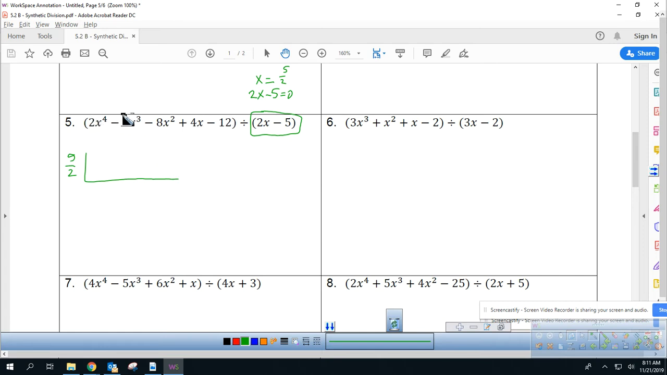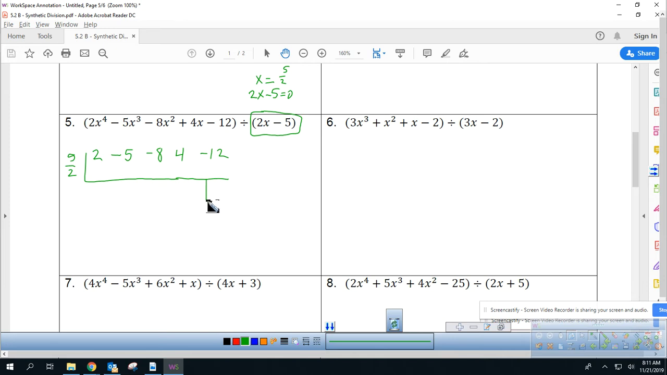So we're going to use 5 over 2 as our root to use synthetic division, and we're going to now write all of our terms, our coefficients of each term. We have 2x to the fourth, we have -5x cubed, we have -8x squared, we have 4x, and we have -12. By the way, make sure that if you ever have a term that's missing, that you put a placeholder. For example, on number 8, I don't see any x's right here. So make sure you put 0 in the x column. Otherwise, you will mess up the synthetic division.